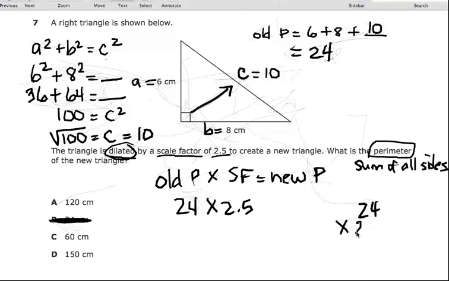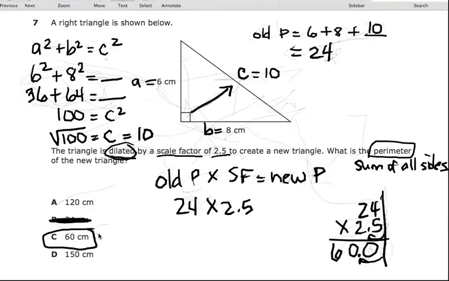24 times 2.5. I like to think in quarters. If I had 24 quarters, how much money would that be? That would be $6. So here I'm just going to go ahead and multiply, and I get 60. I'm not going to drop in my decimal sign yet, but I do know that the decimal point moved one place to the left, so my answer has one decimal place moving. So that leaves me with C, 60 is my answer. All right.